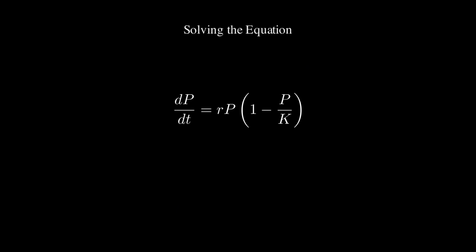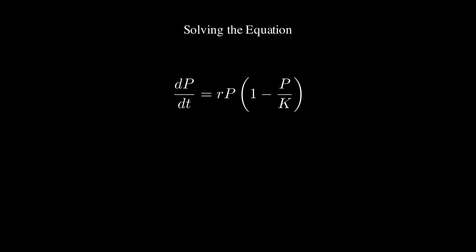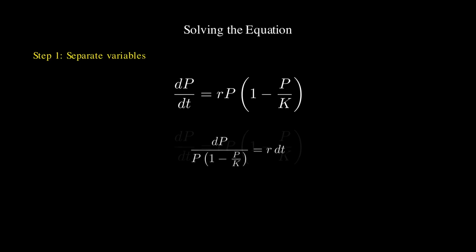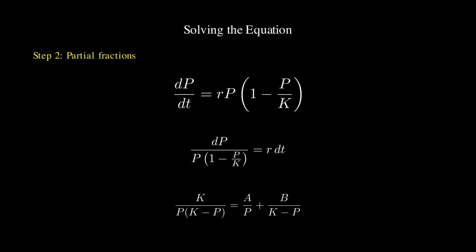Now, to solve this equation, we can use separation of variables. We can start by moving all the p-dependent terms to the left-hand side while keeping r on the right-hand side, since we don't have any explicit t's here. Next, we can try and simplify the left-hand side using partial fractions. We can start by multiplying the top and bottom by k to get a nicer form, and then we want to look for partial fractions in the form of a over p plus b over k minus p. To solve this equation for a and b, we can multiply through by k minus p, and then notice that when we set p equal to 0, we have that a equals 1. Meanwhile, when we set p equal to k, we have to have that b equals 1.